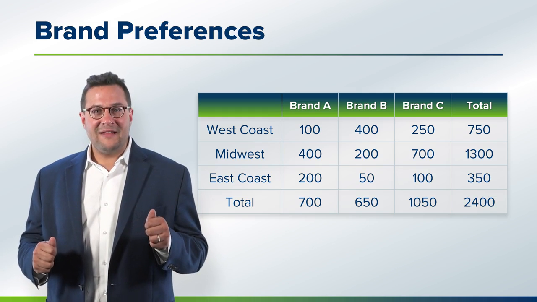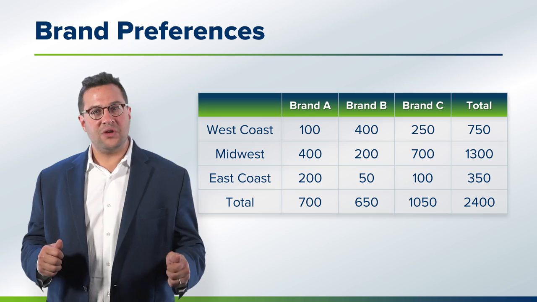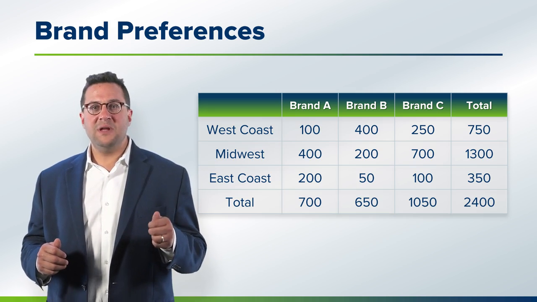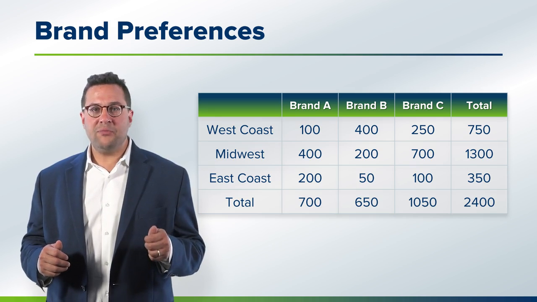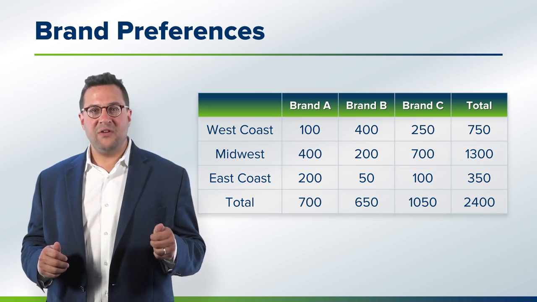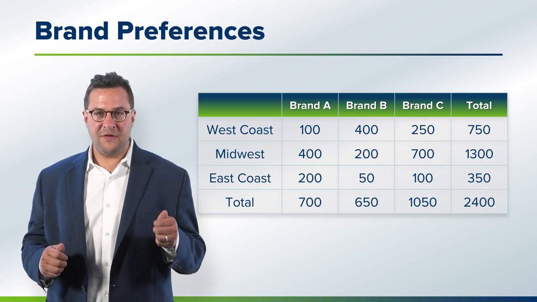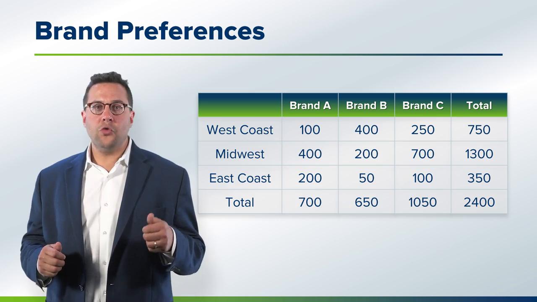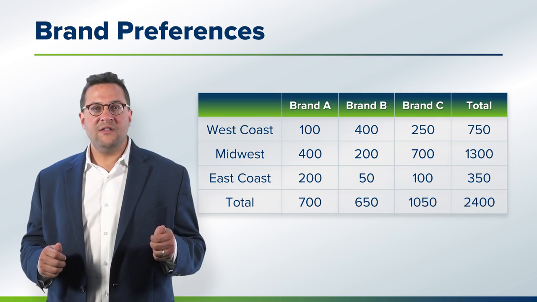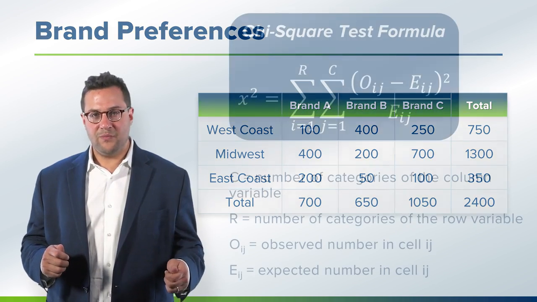What you can see is that each cell represents how many people like a given brand in a given region. For example, if you look at brand A, you can see that 100 people on the West Coast responded that brand A was their favorite. 400 people said that brand B was their favorite, and 250 people responded that brand C was their favorite. So overall, on the West Coast, 750 people were surveyed. And you can see that we obtained the same kind of data for the Midwest and for the East Coast.